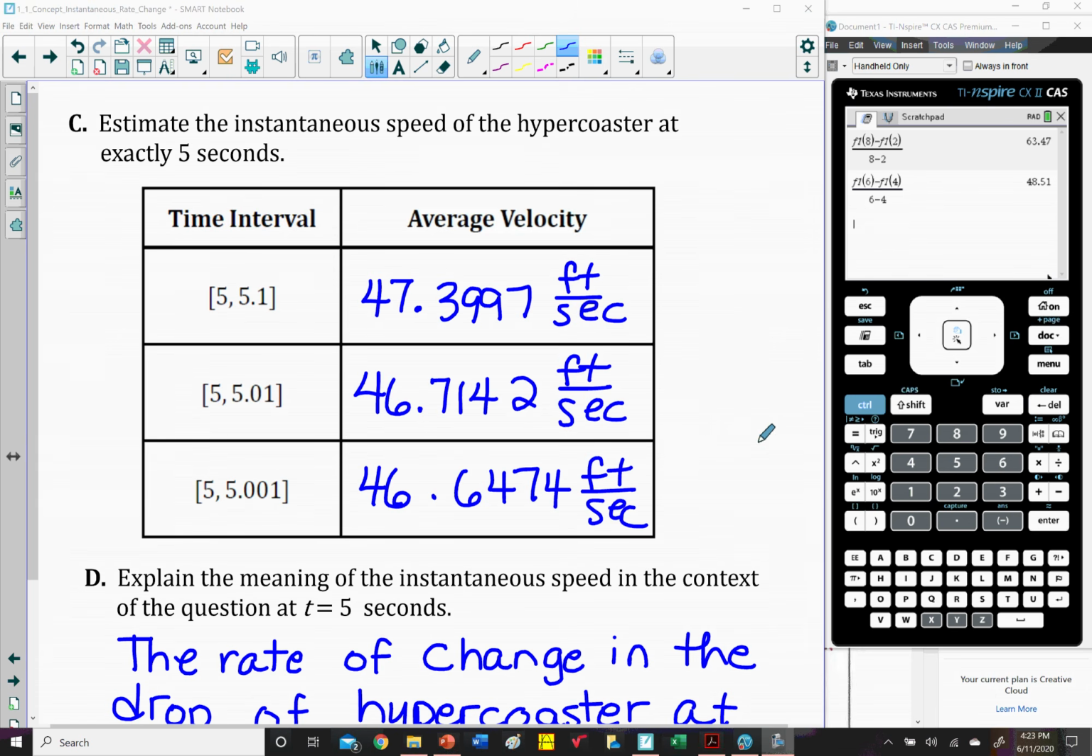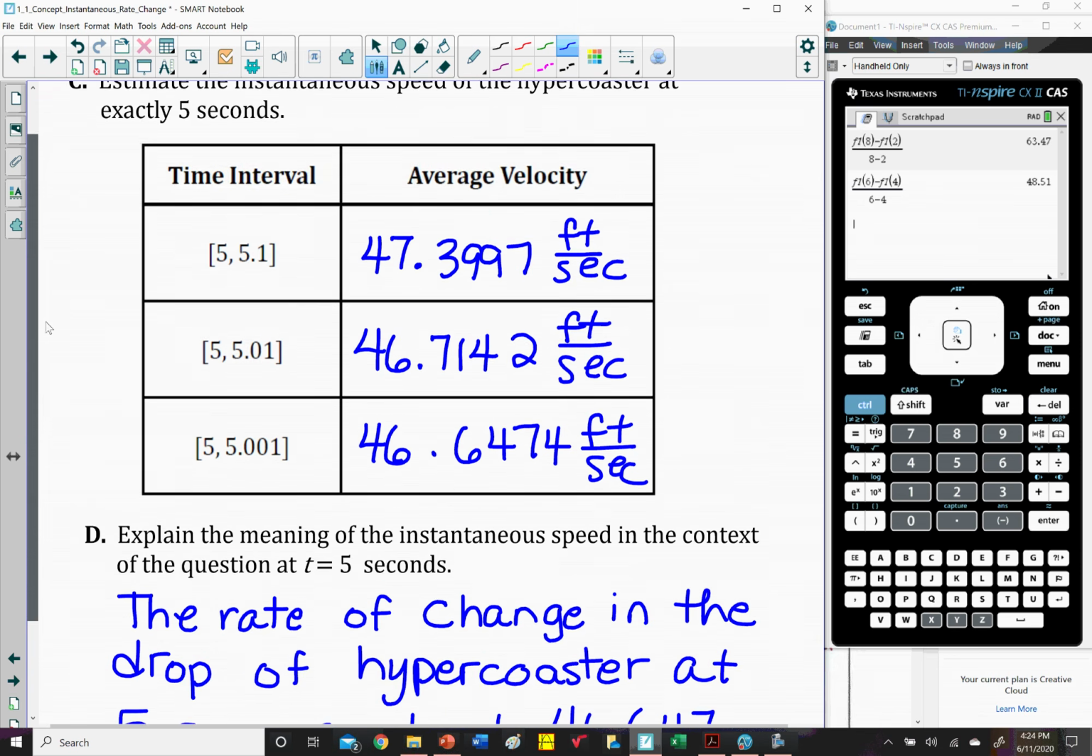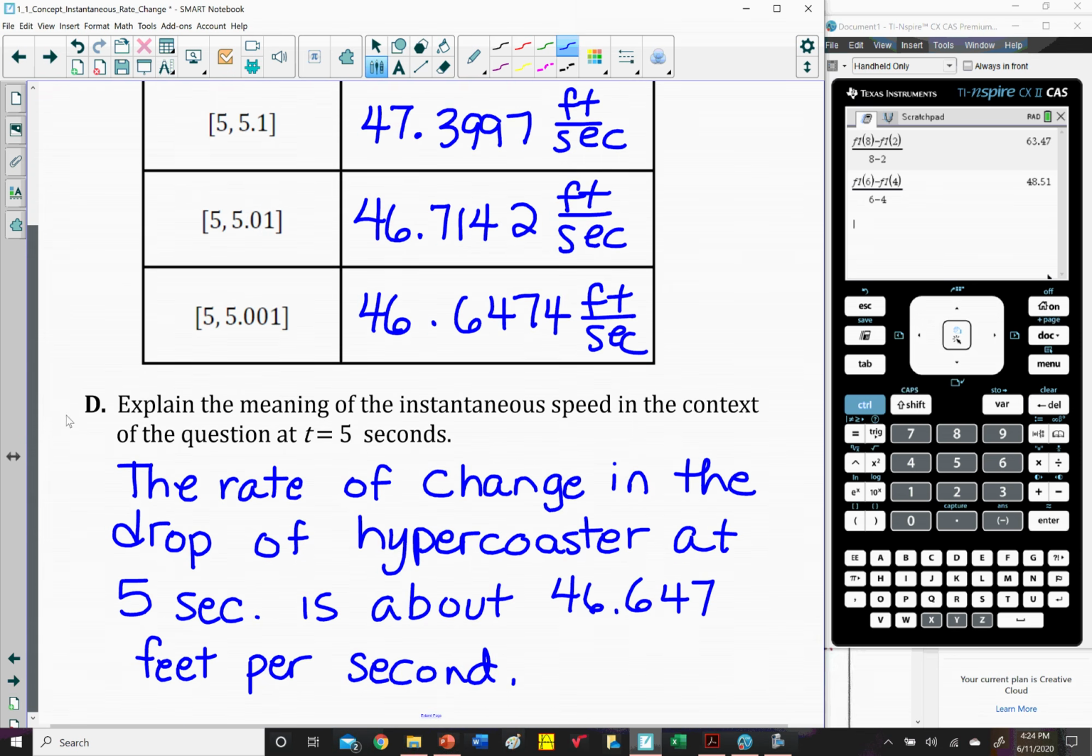So does your chart look like mine? And then part D, explain the meaning of the instantaneous speed in context of the question at 5 seconds. So the rate of change, I said the rate of change and the drop of the hypercoaster at time equals 5 seconds is about 46.647 feet per second.